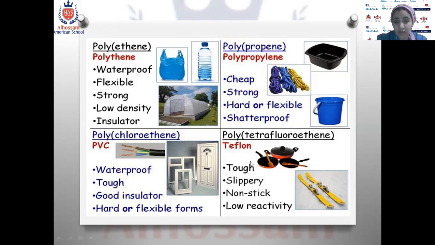It's also tough, slippery, non-stick, with low reactivity, not reactive with the food. These are some properties of some kinds of polymers. We have a lot of kinds of polymers, and we just mentioned some of them.